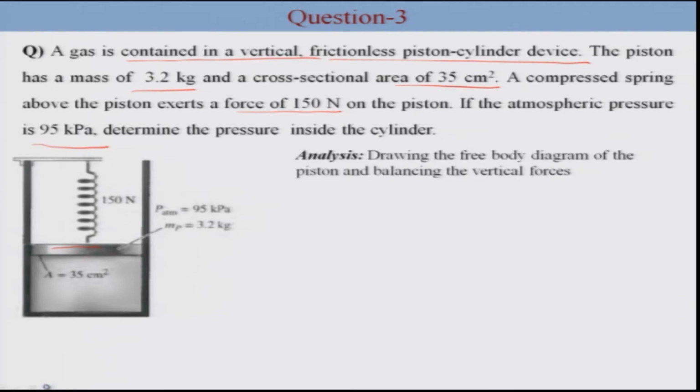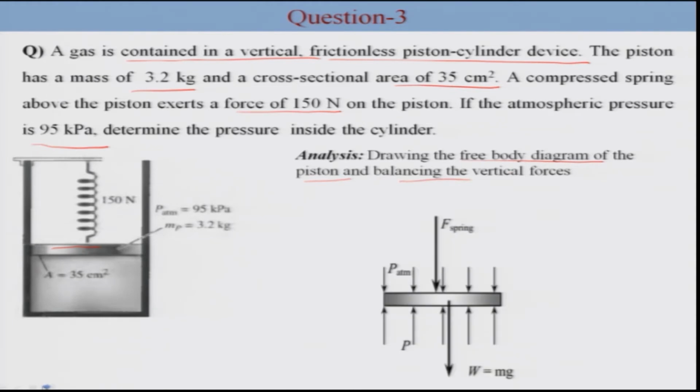So, we have to calculate this pressure inside the cylinder. Now, if we analyze this problem by drawing a free body diagram of all the forces which are acting on the piston, upward and downward forces. Because of the spring, a force is acting in the downward direction on the piston. Weight of the piston is also acting downward. Because of atmospheric pressure, a force is acting downward, and because of gas inside this cylinder, there is an upward pressure. So, we need to write a force balance.